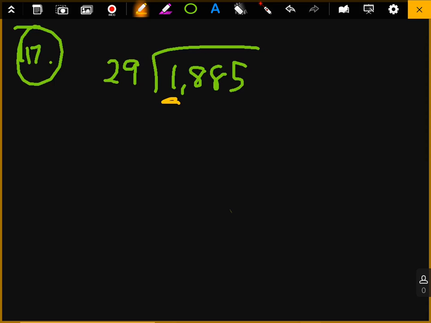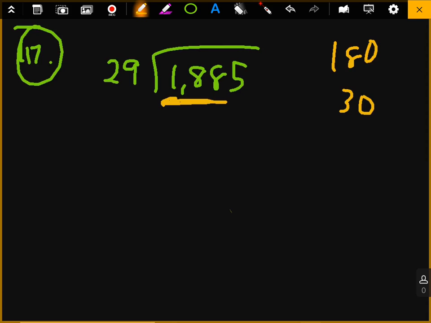So 29 doesn't go into 1, and it doesn't go into 18, but it does go into 188. Now to find out how many times it goes into 188, I'm going to practice my rounding. Instead of 188, I'm going to round it down to 180. And instead of 29, I'm going to round it up to 30.